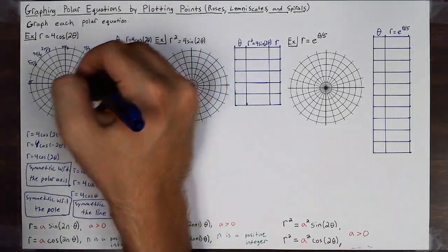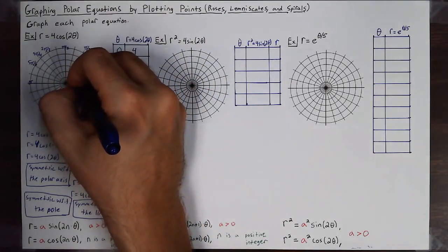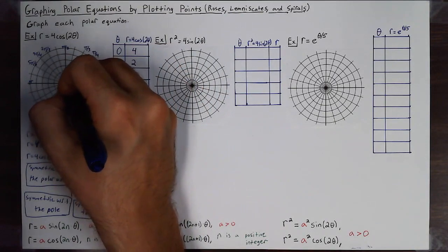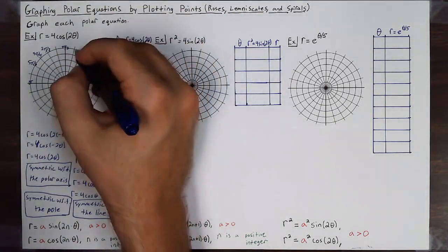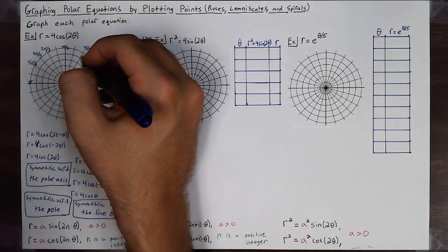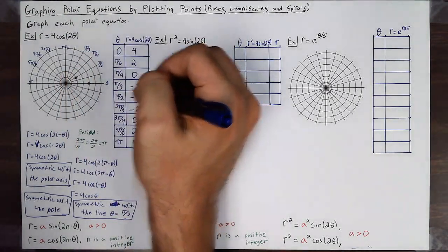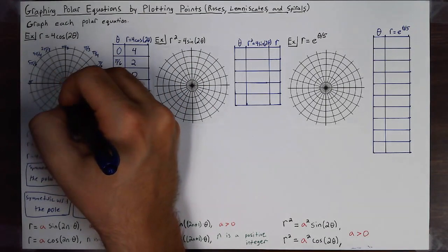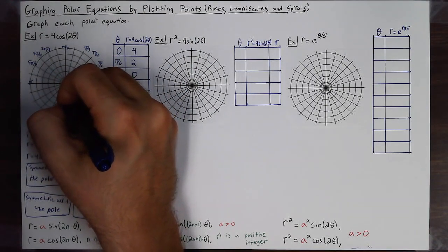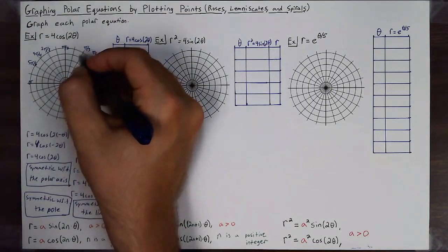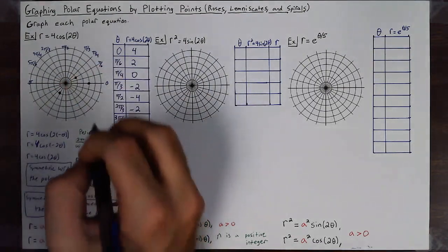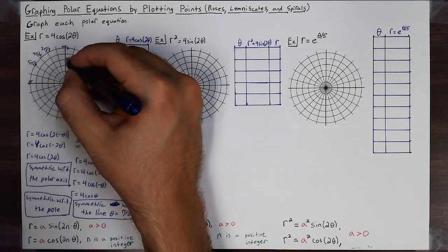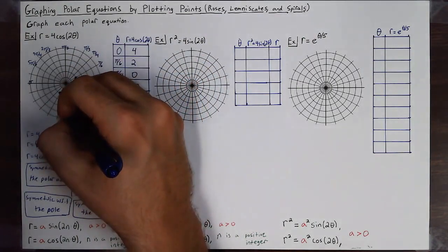At pi over 6, it's 2. At pi over 4, it's 0. And then at pi over 3, it'll be negative 2, meaning it actually goes through this point over here for pi over 3, because negative 2, so if that's pi over 3, negative 2 will go in that direction. And then at pi over 2, it's negative 4, so instead of going up to 4 here, I actually go down to 4 on the other side.